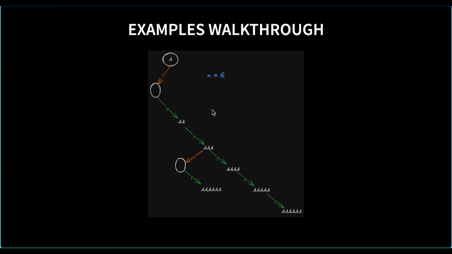Another option can be that after getting 3 A's, we can do a copy again and then paste again. So that will again give us 6 A's. So in this case, the number of operations will be 1, 2, 3, 4, 5. So because 5 is the minimum, we will return 5 in this case.